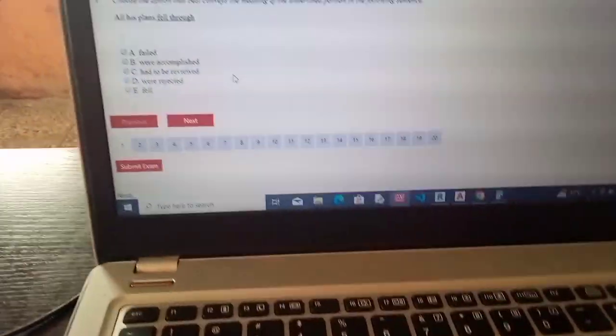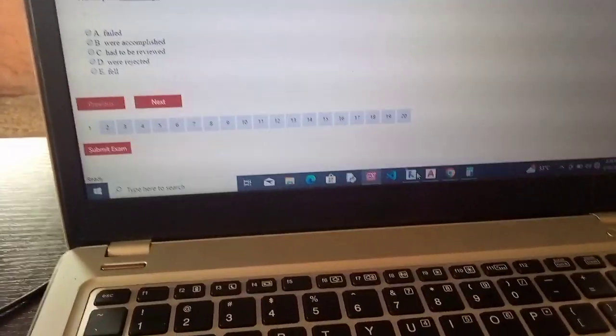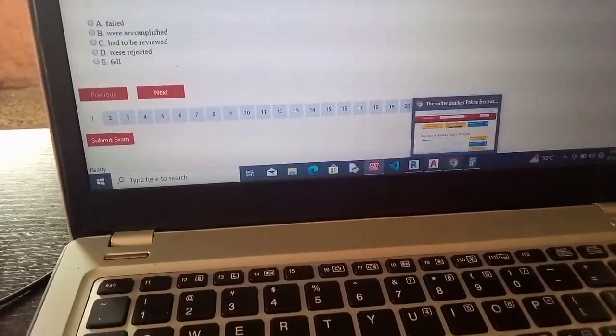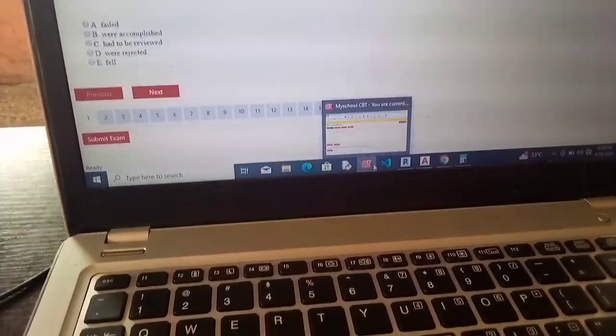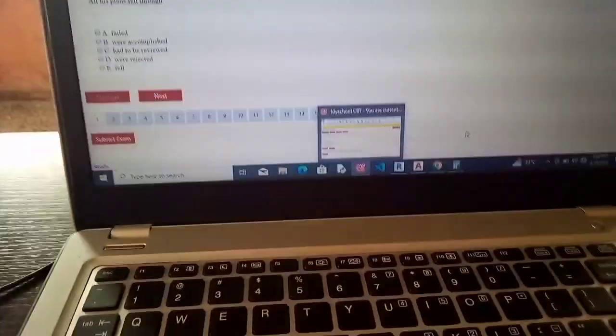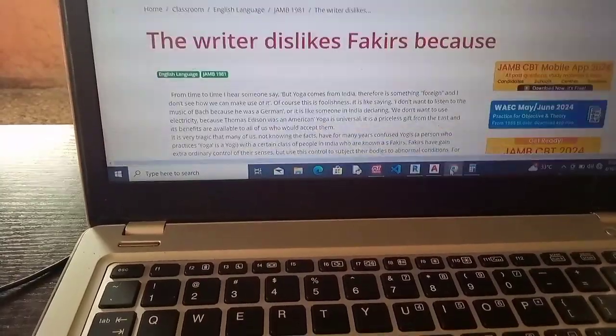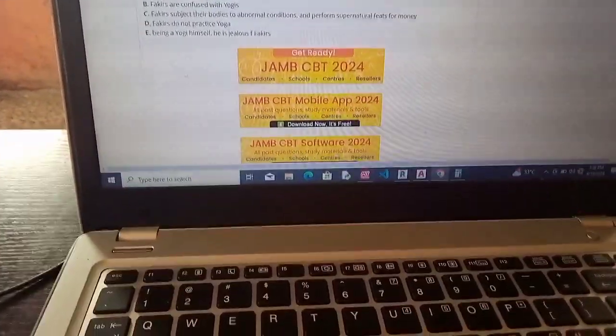Now, the second thing I want you guys to understand is comprehension passages. How to be very quick with comprehension passages, or English, how to make a better grade in English. How am I going to do it? For example, I see something like this. This is a comprehension passage. Let's look at it very well. This is a JAMB comprehension passage.